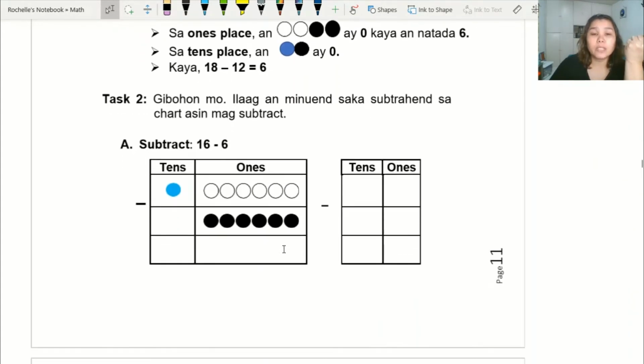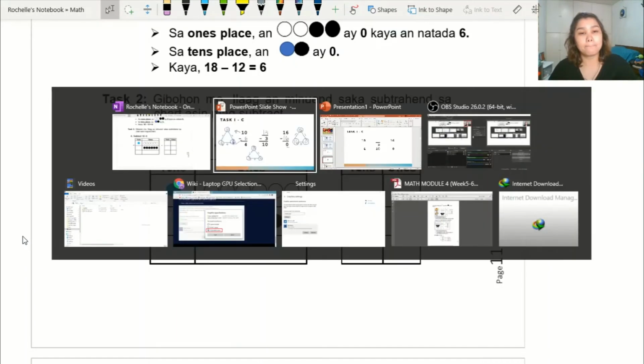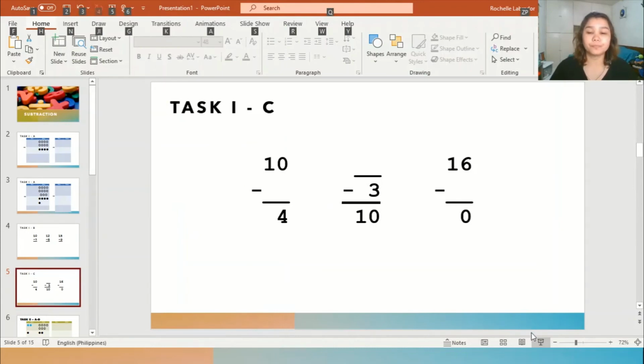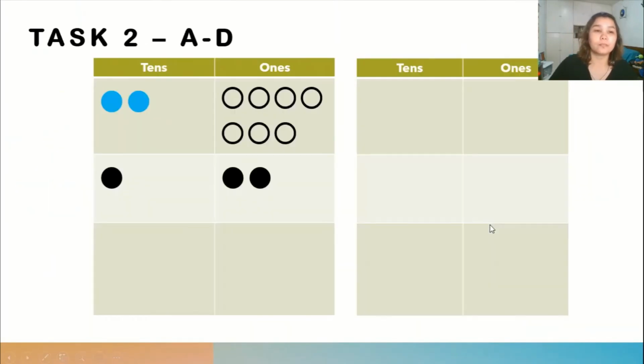So, what do you have to do with task 2? I'll show you a sample. So, task 2, which is from A to D. What you have to do is write the numeral for this set. So, we have 2 tens, 1, 2, and the ones 1, 2, 3, 4, 5, 6, 7. So, we have 27, wherein there are 2 tens and then 7 ones.